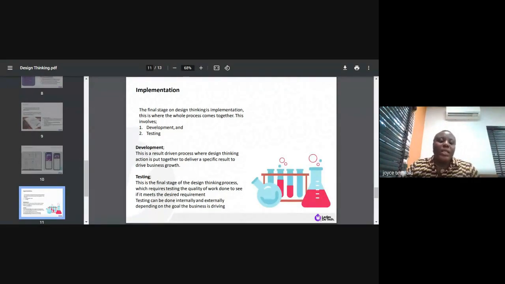One thing about testing is your testing can be internal, and sometimes your testing can be external, right? Depending on what your company is doing, and what you're trying to solve. And especially for startups, it's something that will be required.